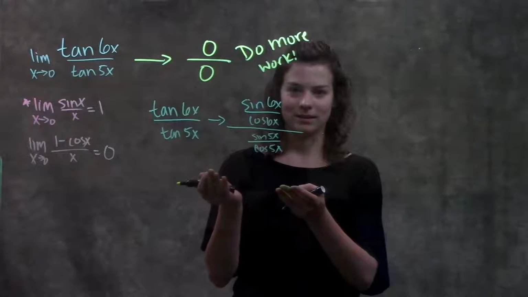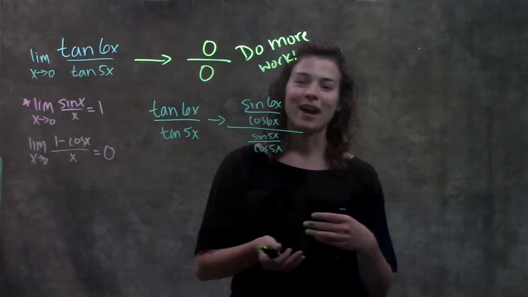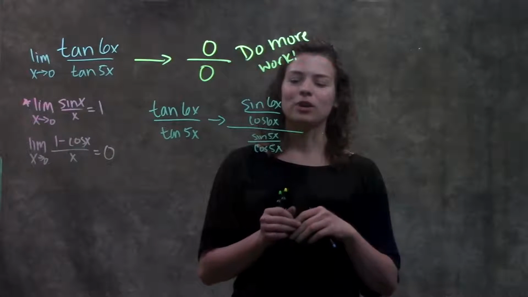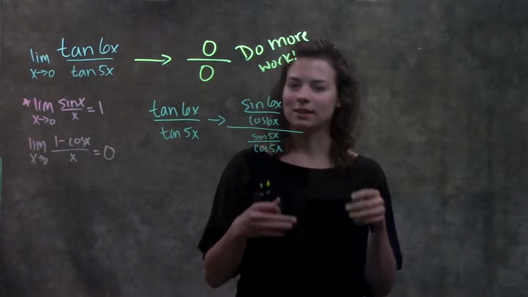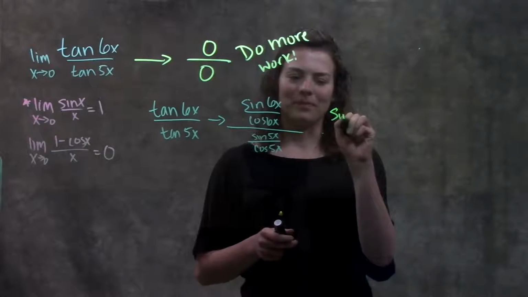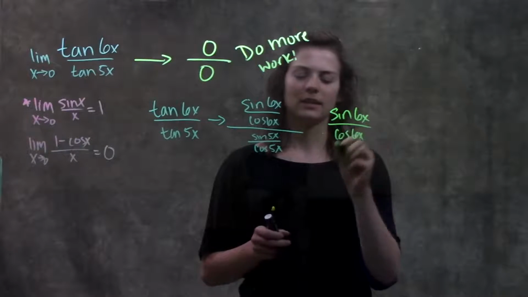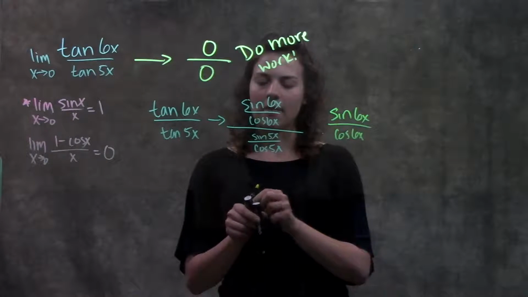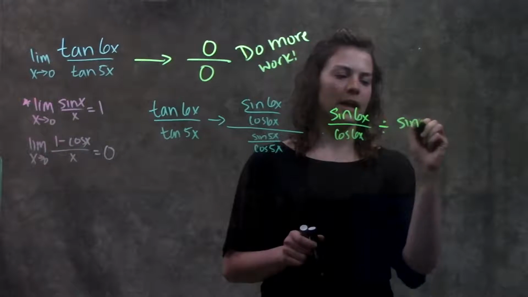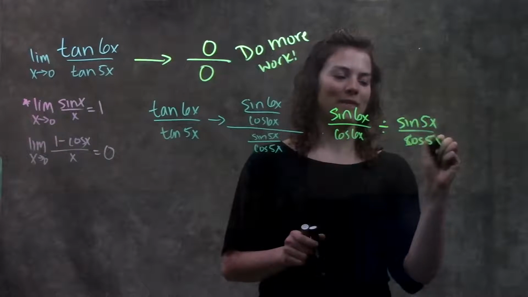Okay, now I have this. It looks lovely. Just kidding, it looks really terrible. I have a fraction within a fraction. That's really gross. It's hard to look at. So I'm going to rewrite this and try to get it into just one fraction just so that it's easier to look at. So I'm going to use some different colors here. On the top, I have sine 6x over cosine 6x. And that's being divided by this entire fraction down here. So it's being divided by sine of 5x over cosine of 5x.